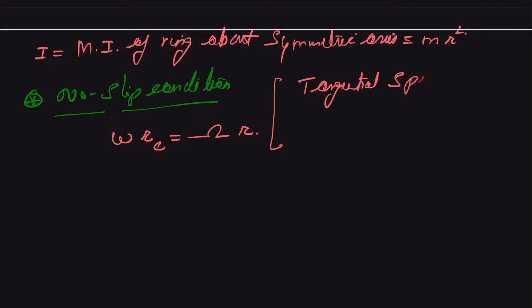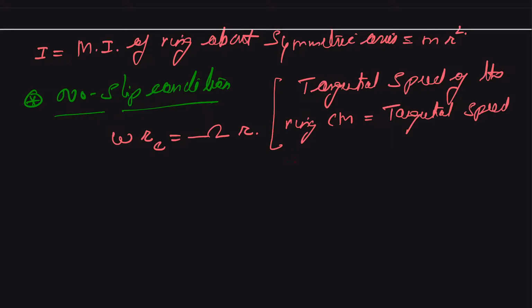tangential speed of the ring center of mass equals tangential speed of ring surface at point of contact.